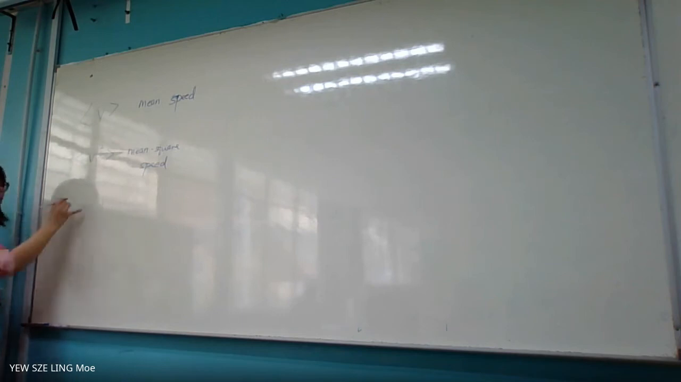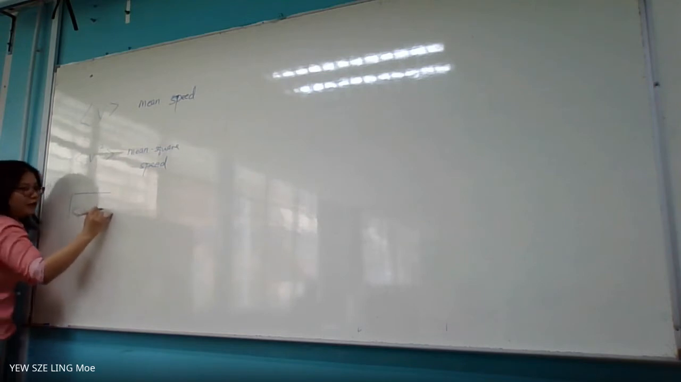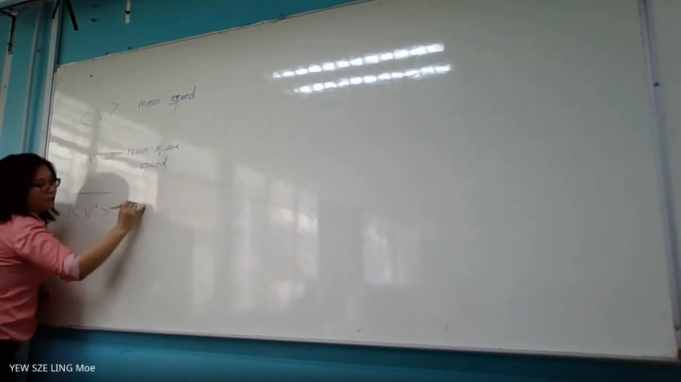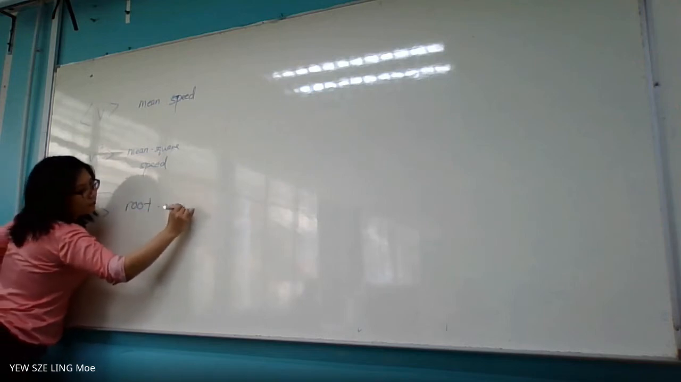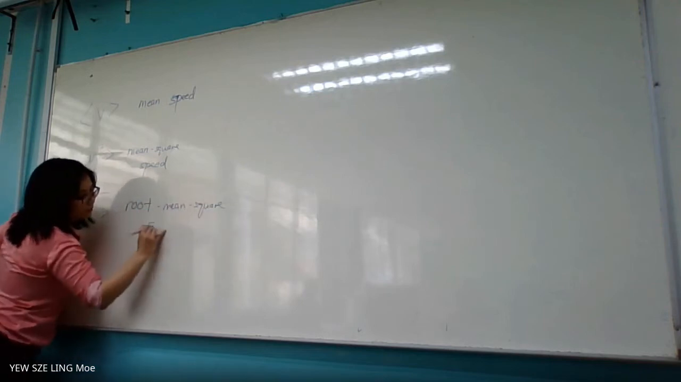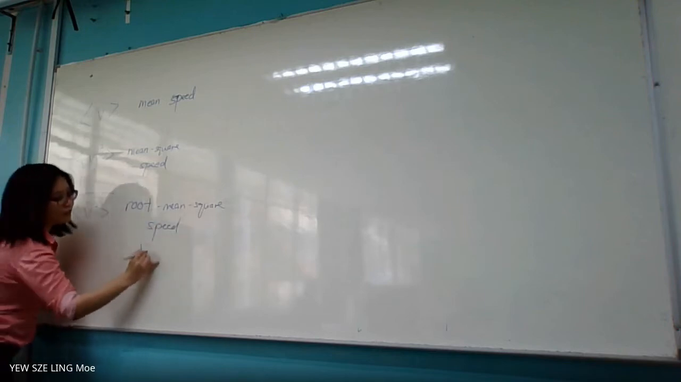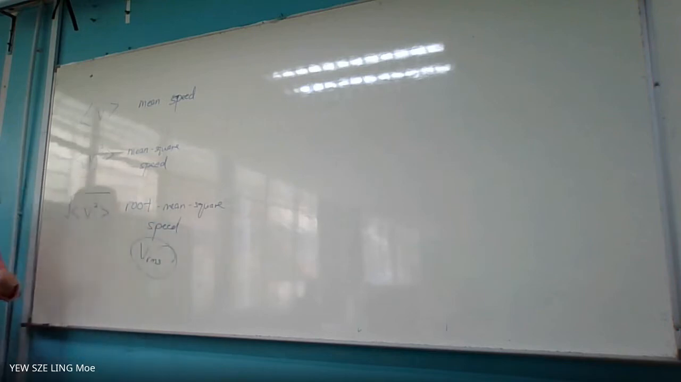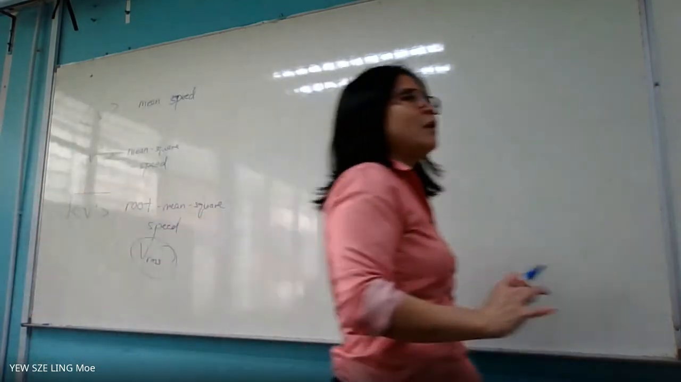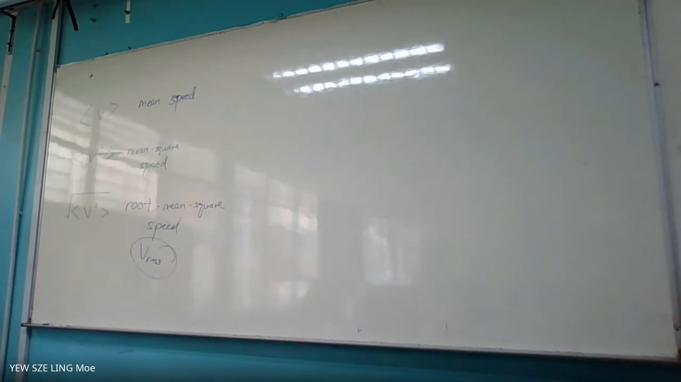Now, what does it mean by root mean square speed? Root mean square speed means that now that you have this mean square speed, you square root it. You square root this value, and this is what we call root mean square speed. This is our VRMS. So root mean square speed is equal to the square root of the mean square speed. You have to know all these terms because they all carry different meanings, and that is what you're going to do in Exercise 2, question 1.